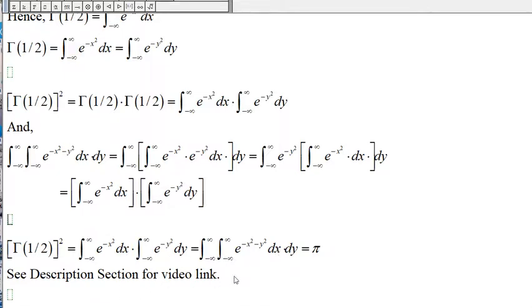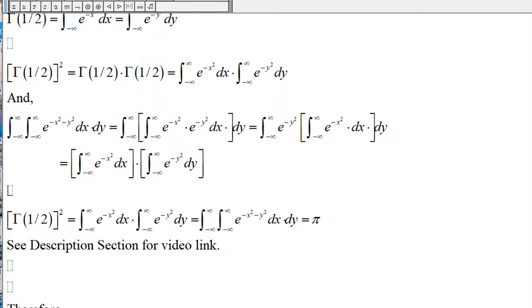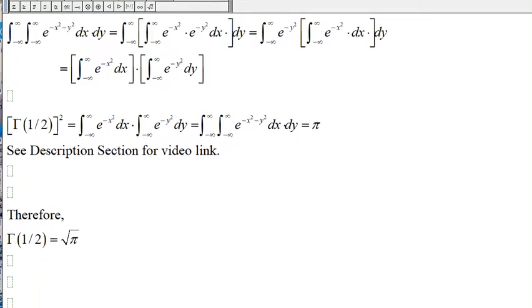And in an earlier video, we have shown that this double integral right here is equal to pi. To see this video, see the description section of the video link. And so gamma 1/2 squared is pi. And now take the square root of both sides. We get gamma 1/2 to be the square root of pi.